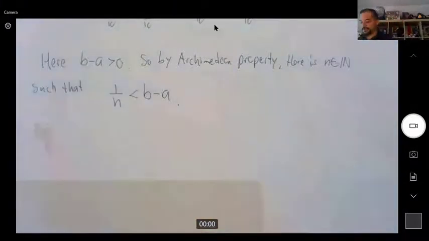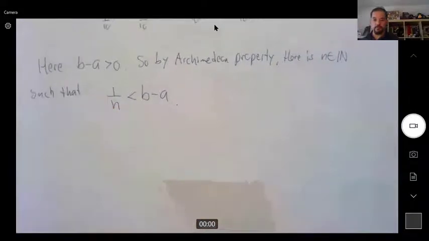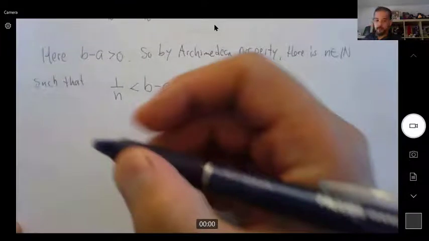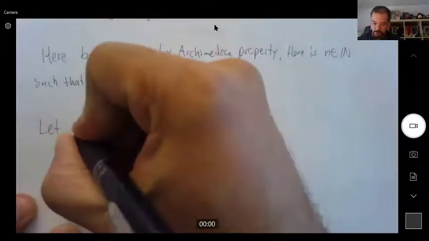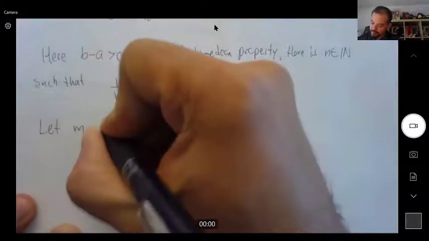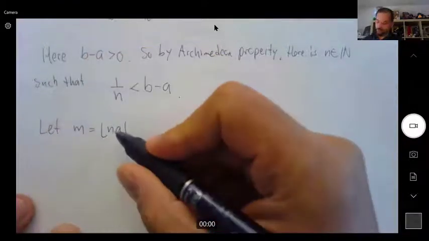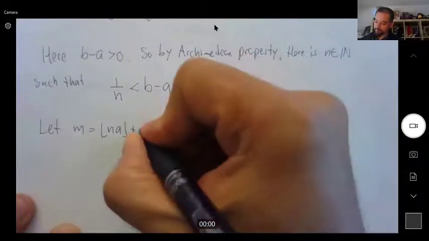So now this is going to be the denominator, so what we need to specify now is the numerator. Here's the numerator that is going to work. We're going to let m be the floor, the greatest integer part, of n times a, plus 1.